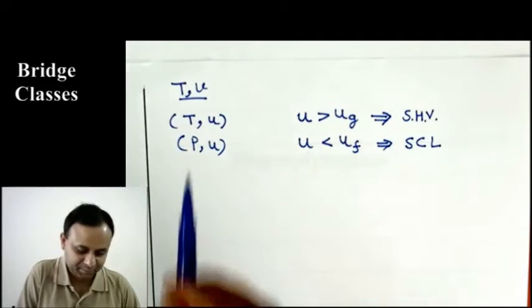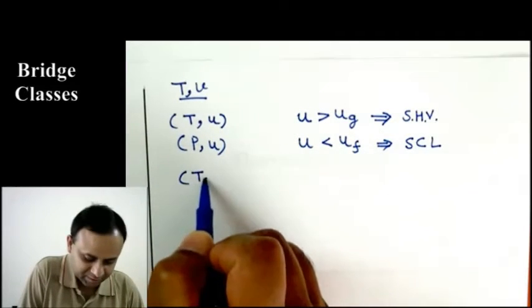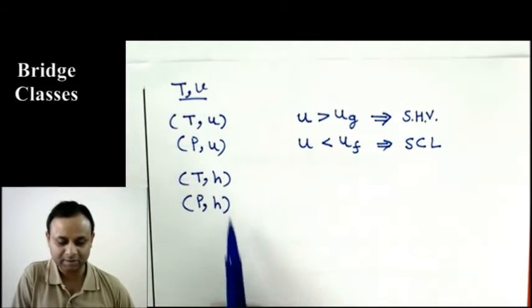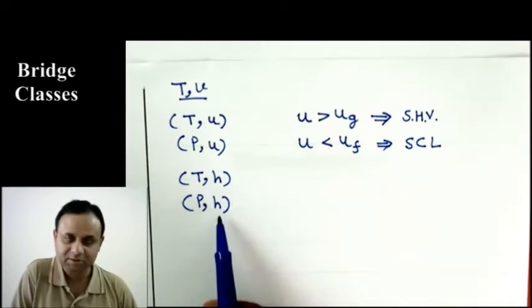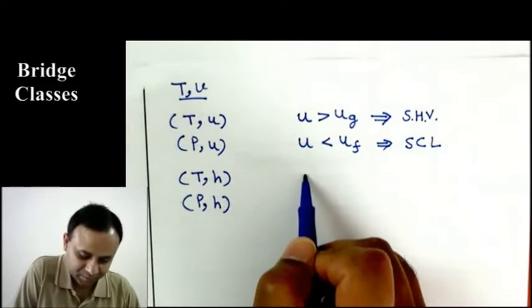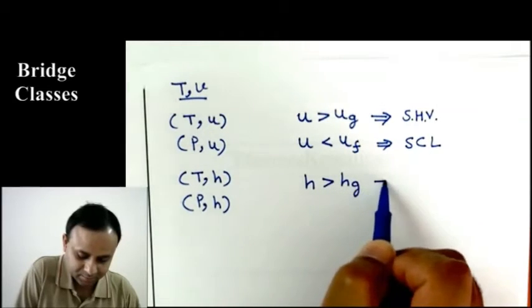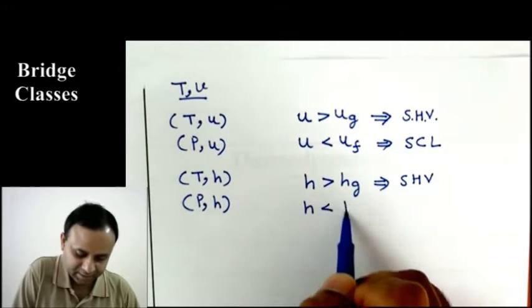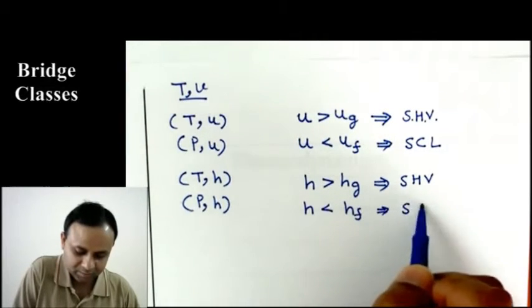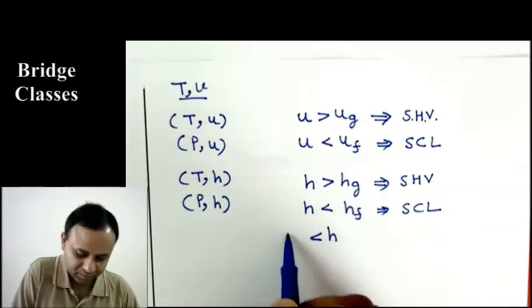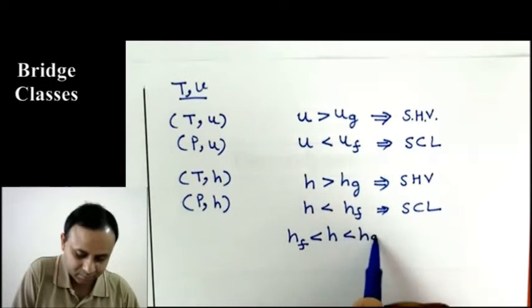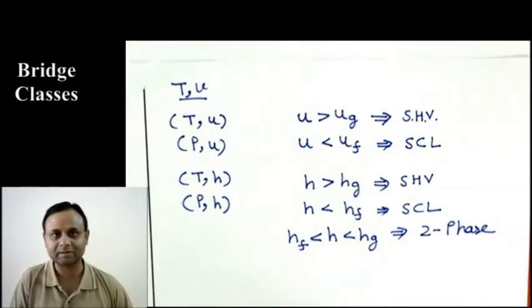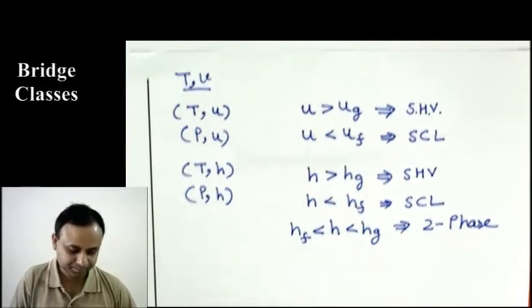And same is true if we have temperature and enthalpy given, or pressure and enthalpy given. In these cases also, we can compare h with hf and hg. If h is greater than hg, it will be superheated vapor. And if it is less than hf, it is subcooled liquid. And between hf and hg, it will be two-phase. So that is an addition to what we discussed in the last class.